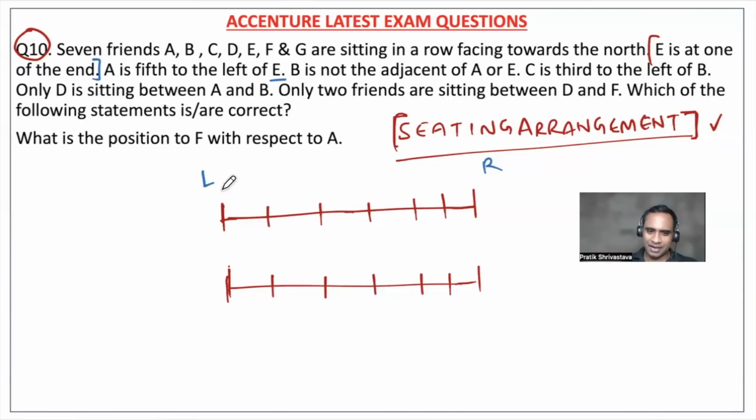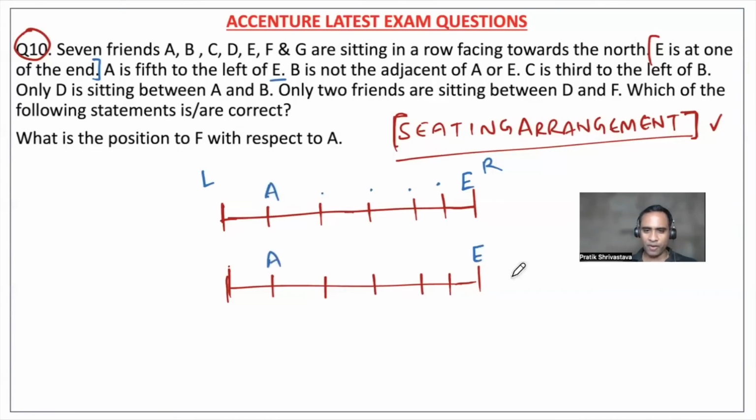Now it is very, very clear E cannot be at left end, because if you try to place E at left end, then A is fifth left, so you will be going outside of the diagram, right? So A is fifth left of E. So E definitely I will have to put here. First left, second left, third left, fourth left, fifth left. A will come here. In this also I will do like this.